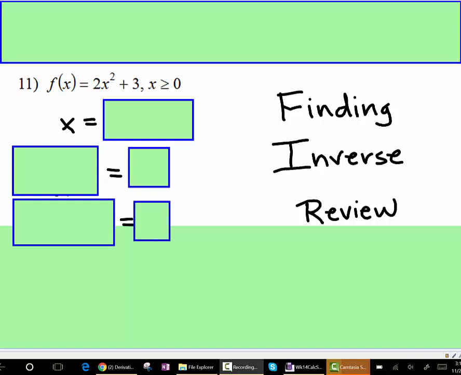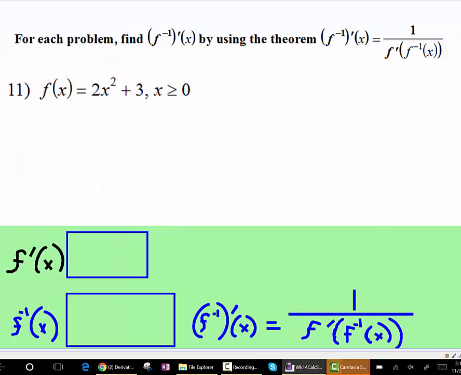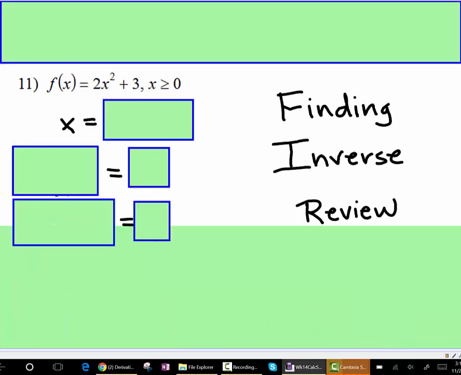Okay, now you're going to be given the task to find the derivative of the inverse function. But in order to do that, we probably need to review finding inverses of functions. So the first step that you need to remember is this f of x.